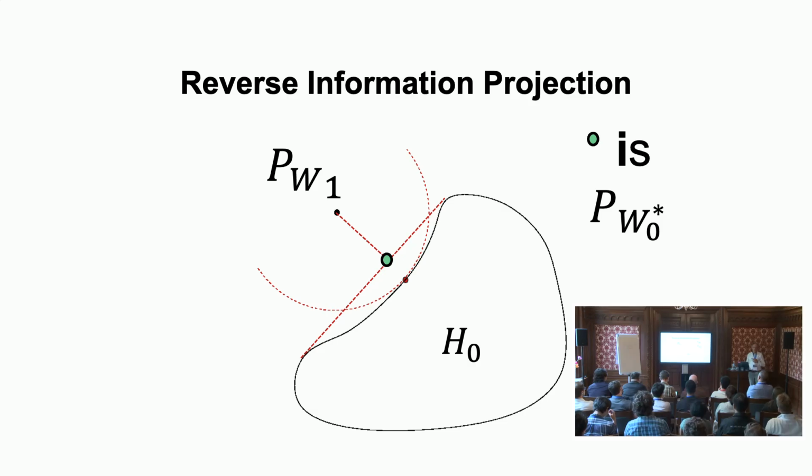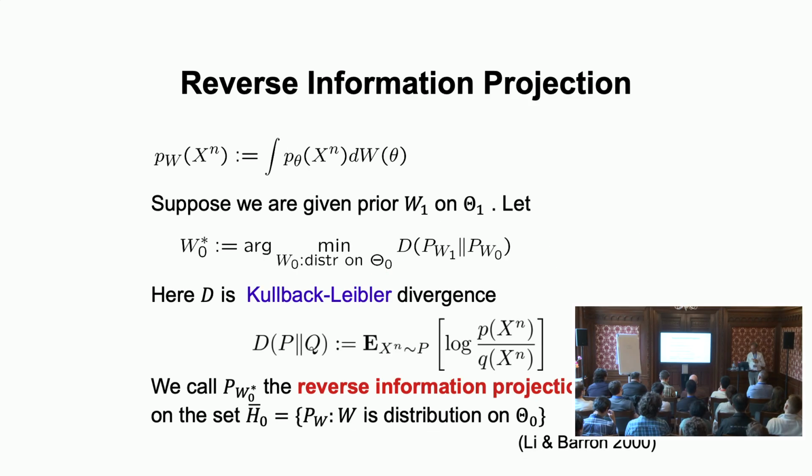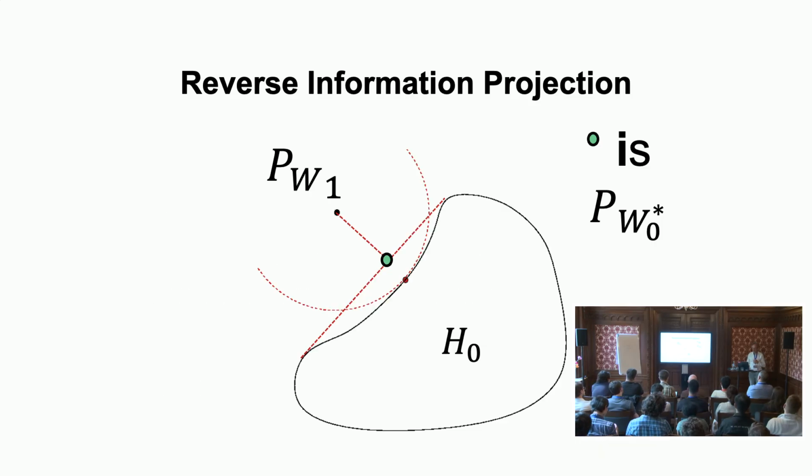It's called reverse information projection because we project on the second argument of the KL. I don't know why that's called reverse, but the standard information projection is projection on the first argument. And it's not symmetric, so you get something different if you do that.